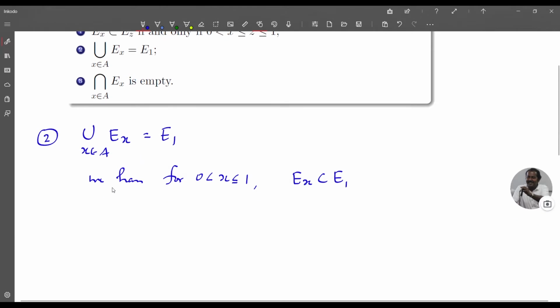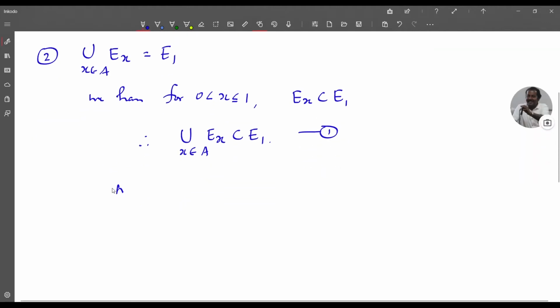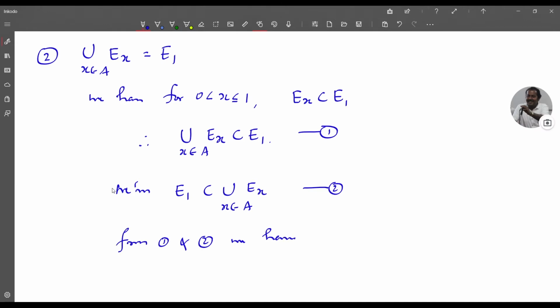Therefore, union x belongs to A, Ex is contained in E1. This is 1. On the other hand, we have E1 is contained in the union x belongs to A, Ex, by definition of union. This is 2. So from 1 and 2 we have union x belongs to A, Ex equal to E1.